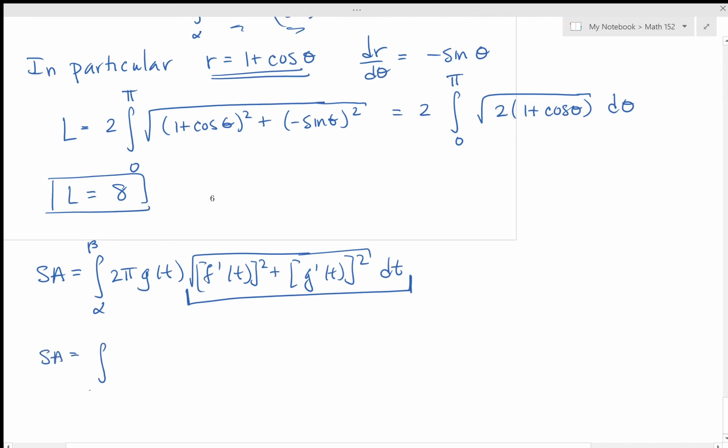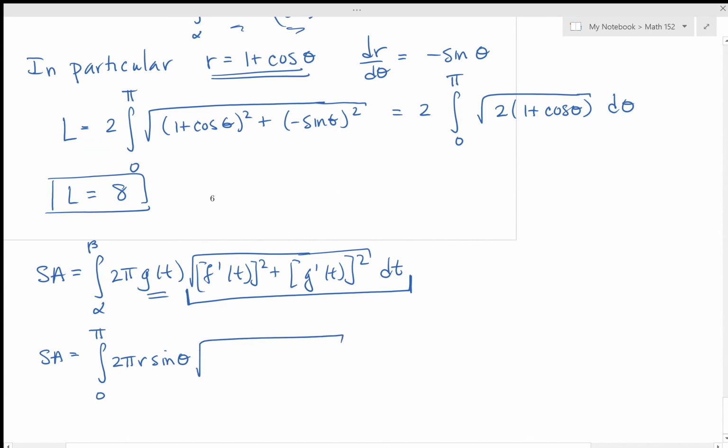It is the integral from 0 to pi. I have to be careful here. I don't need the 2 because I'm revolving it about the x-axis. I only have to go from 0 to pi to catch the whole thing. So this is going to be 2 pi. What is g of t? That is r sine theta. That is y.